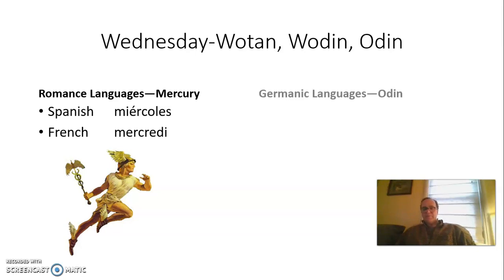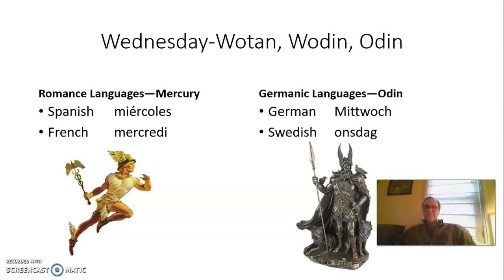Returning back to the Germanic languages and Odin, in German, however, they're much more pragmatic, and Wednesday is simply the middle of the week. Das ist die Mitte der Woche, Mitte und Woche. So Mittwoch is the word for Wednesday in German. However, the Swedes also recognize and celebrate Odin with Onsdag.